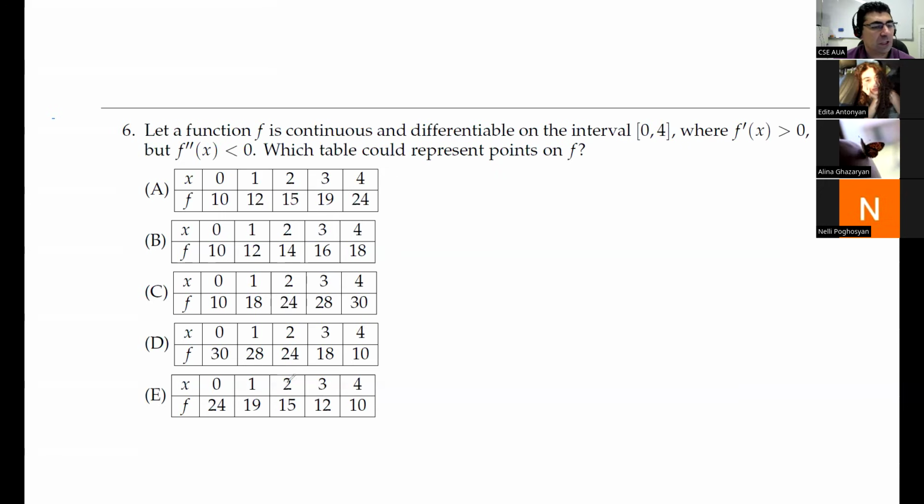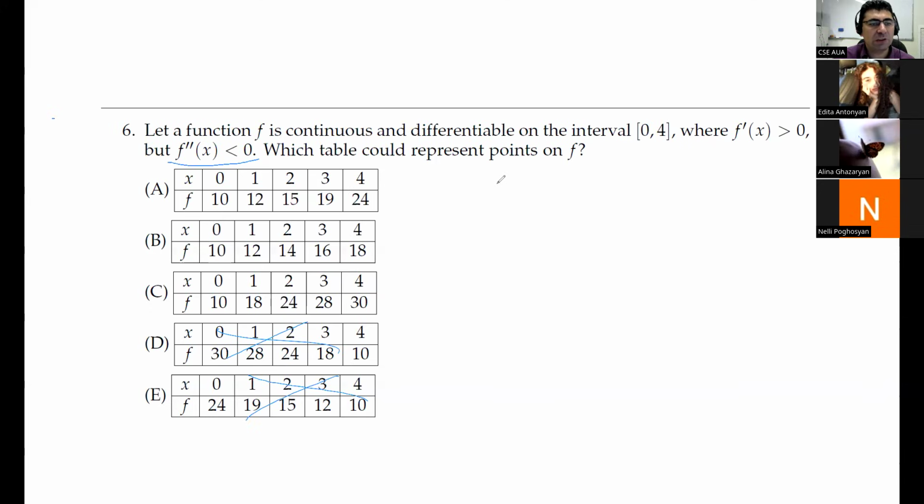E decreases. Okay. Can be correct. Say again. Also D. D eliminated as well. It remains only A, B, C. And yeah, A, B, and C all are increasing. So let's now think about concave down functions.